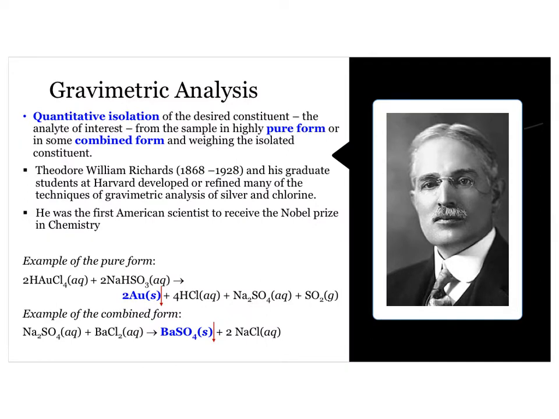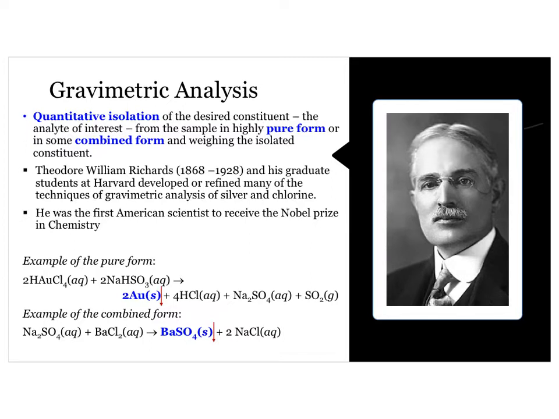Gravimetric analysis is defined as quantitative isolation of the analyte of interest from the sample in highly pure form, or in some combined form, followed by weighing the isolated analyte. Here you can see two examples of gravimetric analysis.